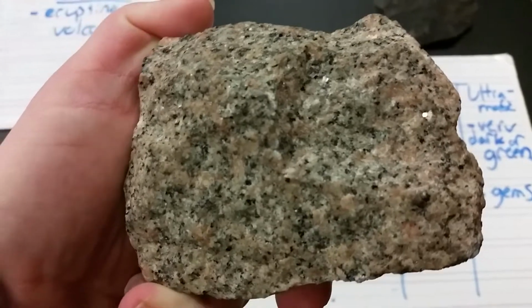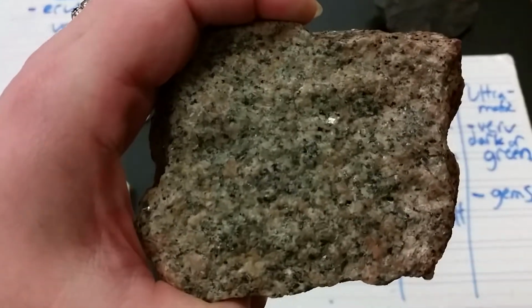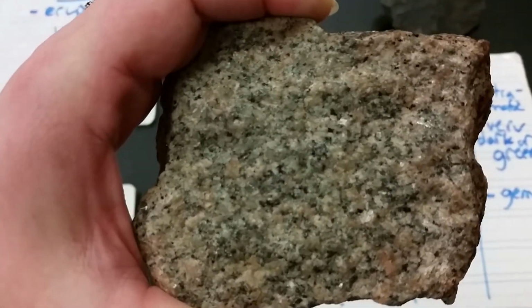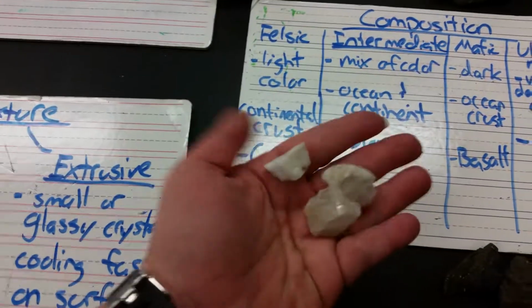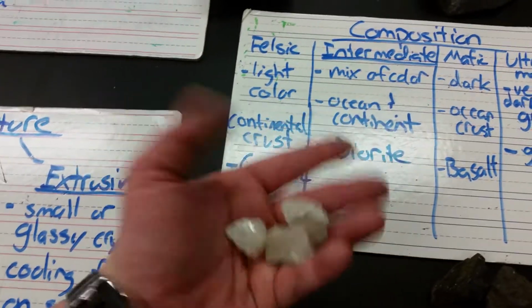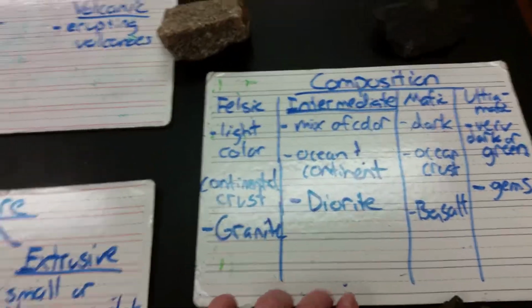Those are your intrusive crystals, and they're light in color, so this would be our felsic, and it definitely is felsic because of the pink. They would form from minerals like quartz and calcite. Our lighter colored minerals make our felsic composition.